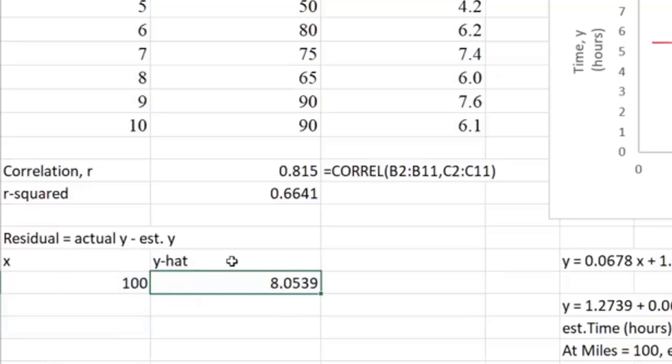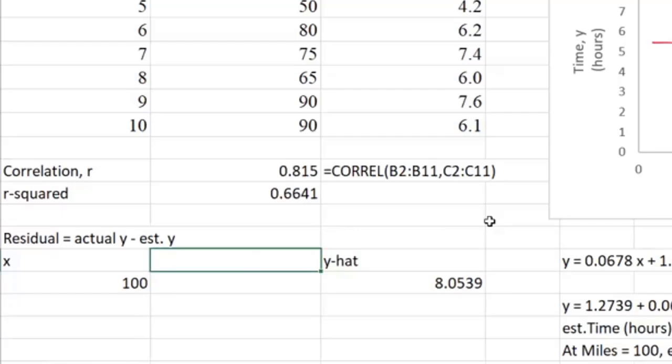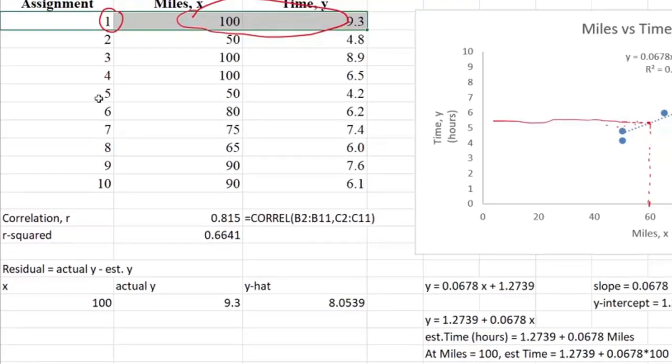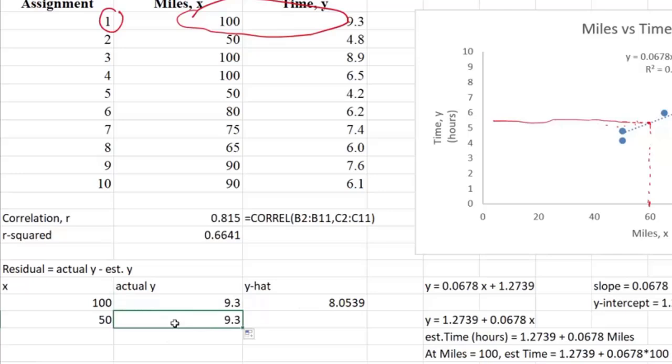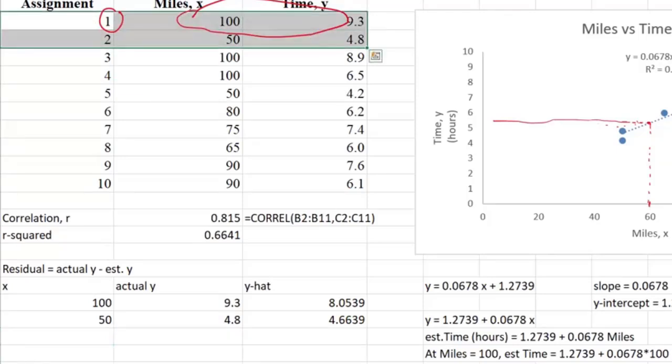Now, what is the actual y? Let's look at the actual y. The actual value was 9.3 from here, when x was 100. What if x is, let's say, 50, like over here? I'm going to copy this down. The actual value was 4.8. So here I'm just looking at the first two assignments right here.